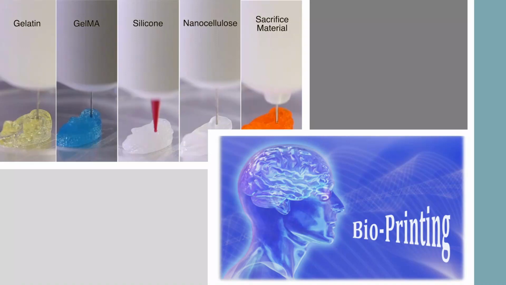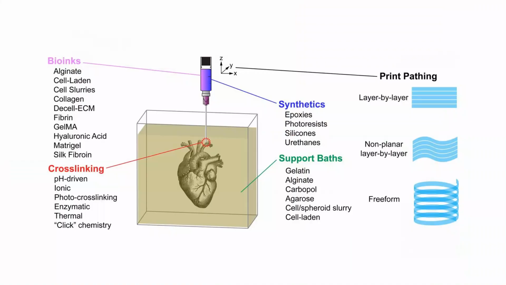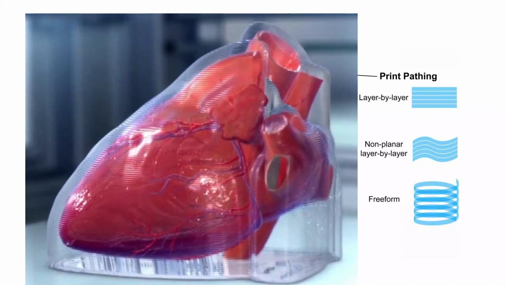In bioprinting, we use a number of different types of bioinks and different materials in the bioinks to create the models. Take a moment to peruse this image. Take a look at the bioinks. Cross-linking, which is sometimes used after the model is formed to harden the model using either thermal energy or different types of light. We're also looking at the different types of materials used, the synthetics, the support baths, and the type of printing path that is used by the printer: layer by layer, non-planar layer by layer, and freeform.